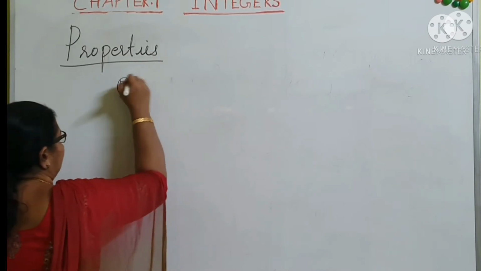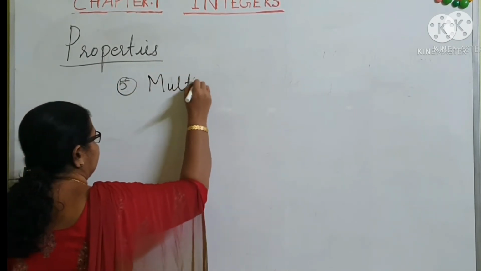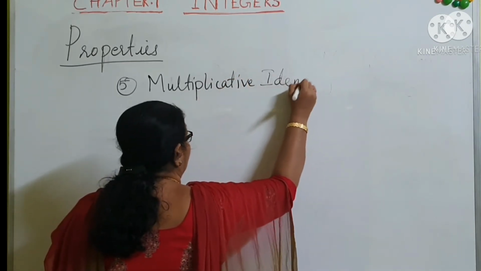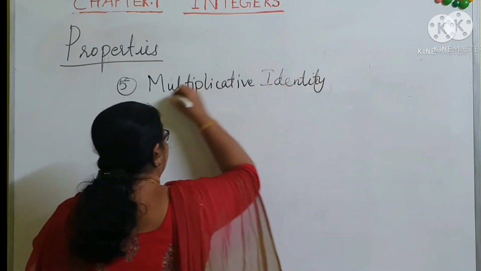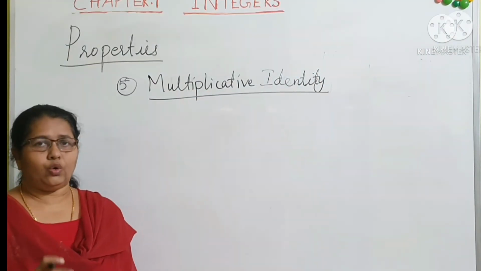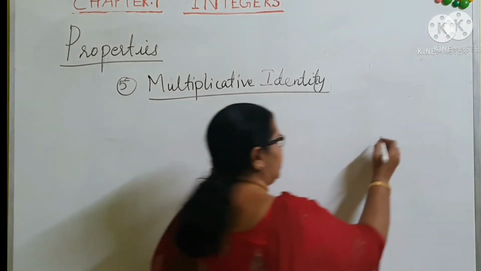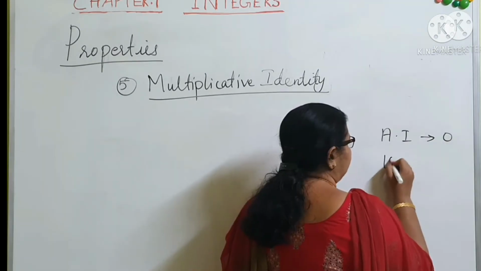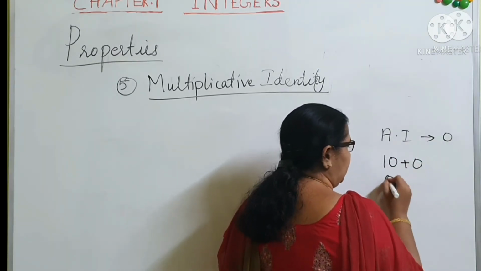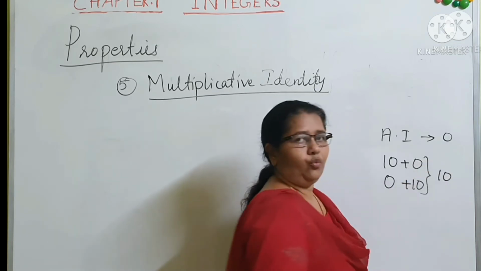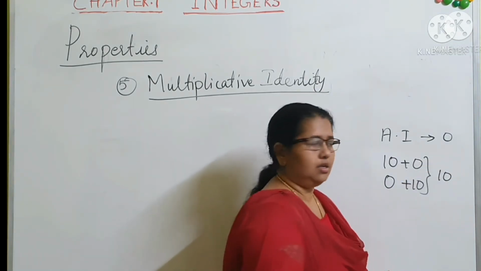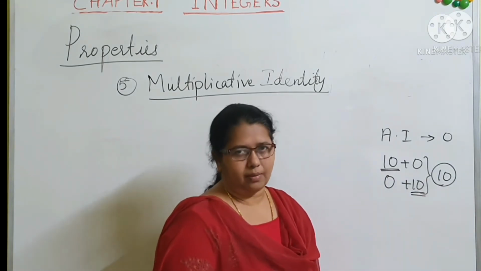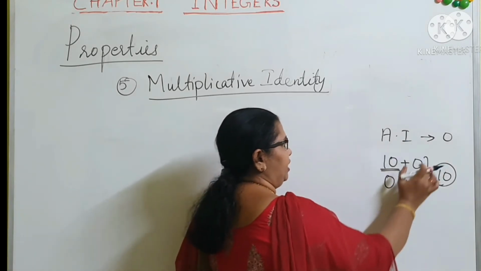Fifth property, multiplicative identity. We know 0 is the additive identity for integers. When we add 0 to an integer, or 0 is added to an integer, we get the same integer as the sum. 10 plus 0 and 0 plus 10, we got 10 as the sum. So 0 is the additive identity for integers.